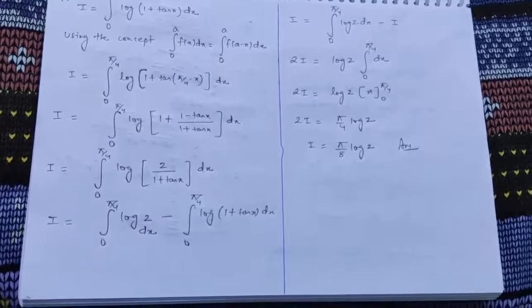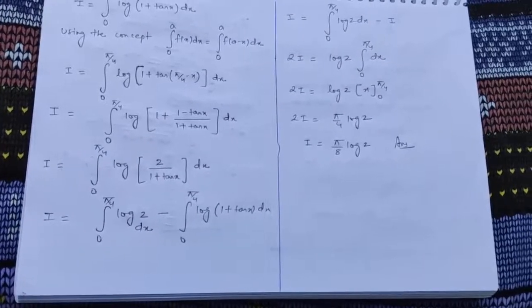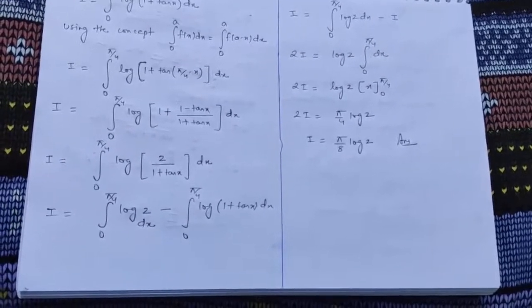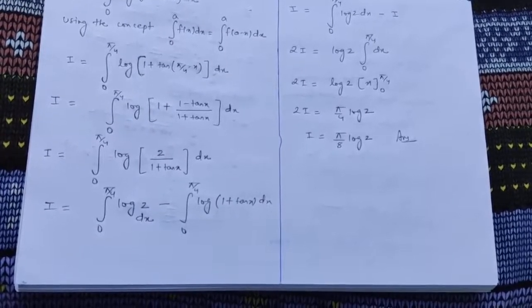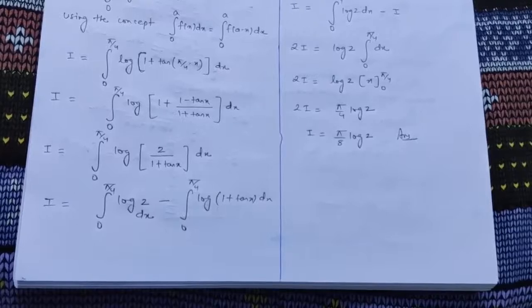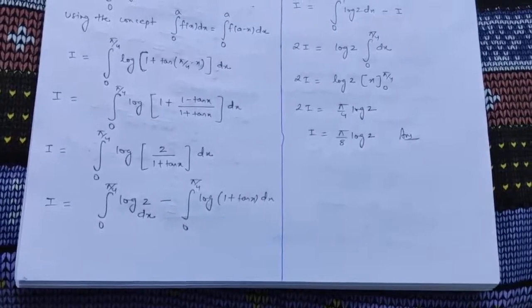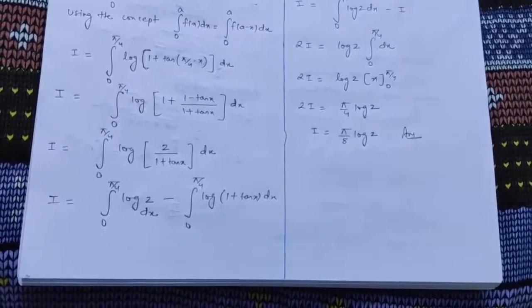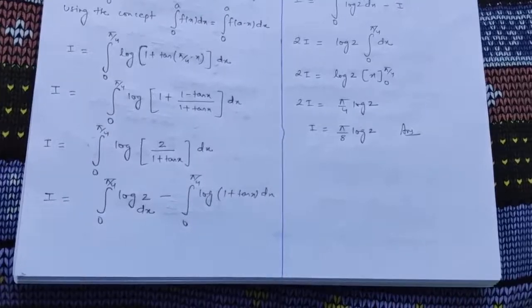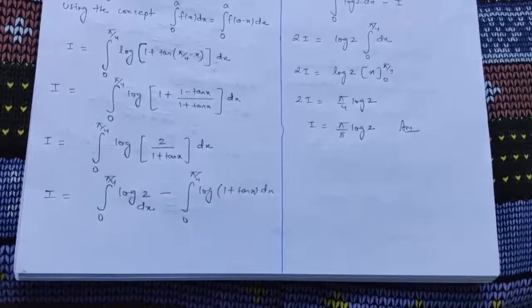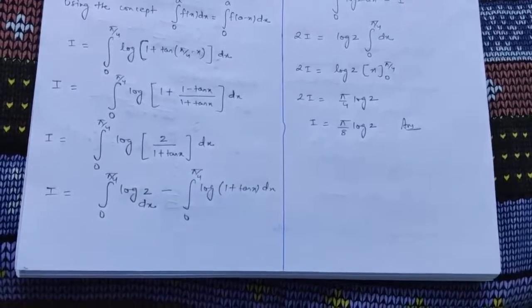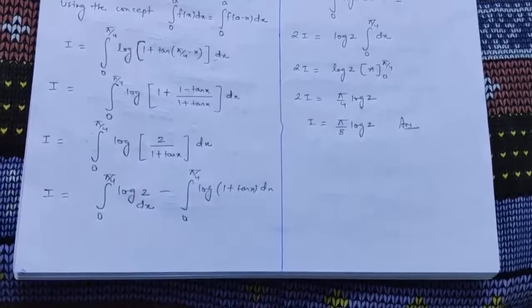Simplifying it by taking the LCM, I get I is equal to the integration 0 to pi by 4 log of 2 upon (1 plus tan x). Now this is in the form of log a by b, so just separating it, we get log a minus log b, which is I is equal to the integration 0 to pi by 4 log 2 dx minus the integration of 0 to pi by 4 log of 1 plus tan x.